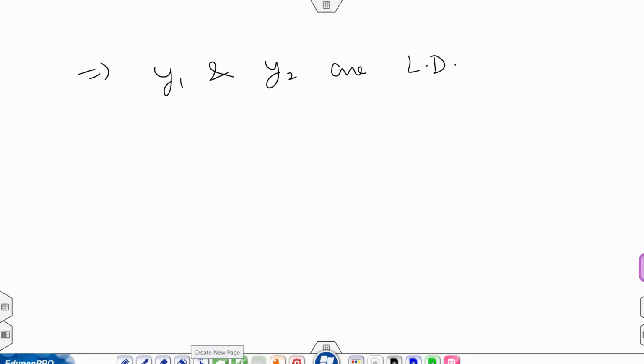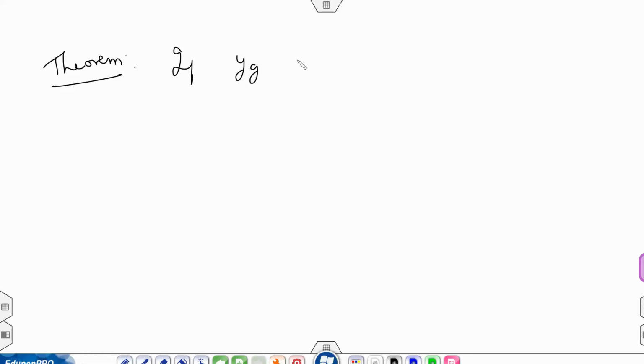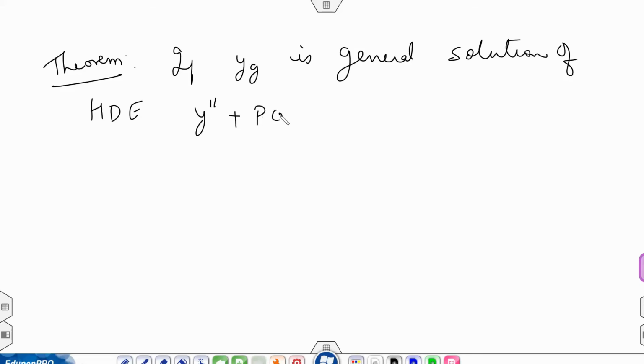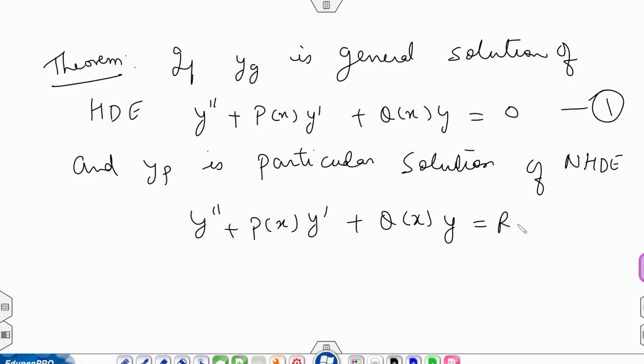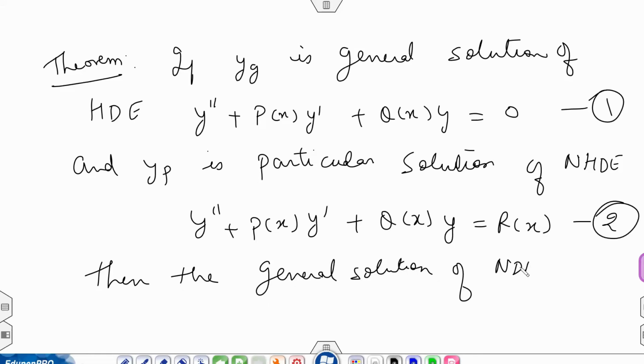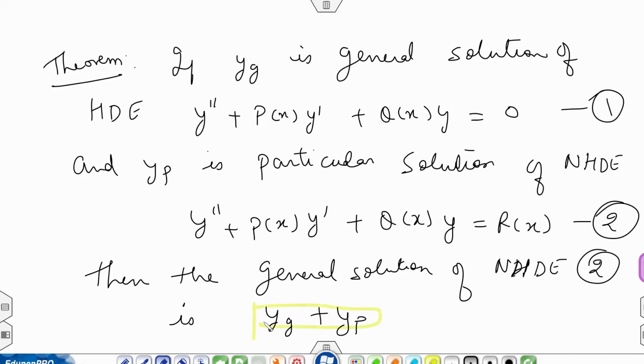So I'll just write down one theorem. If yg is a general solution of the homogeneous differential equation y double dash plus p(x) y dash plus q(x) y equal to 0, which you call equation 1, and yp is a particular solution of the non-homogeneous differential equation y double dash plus p(x) y dash plus q(x) y equal to r(x), call it equation number 2, then the general solution of the non-homogeneous differential equation 2 is yg plus yp. So what is the additional part in this?